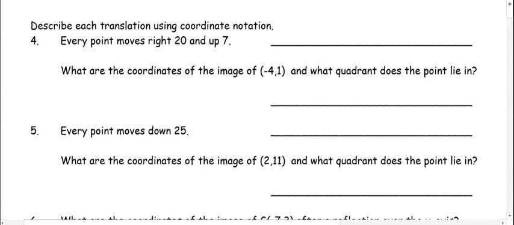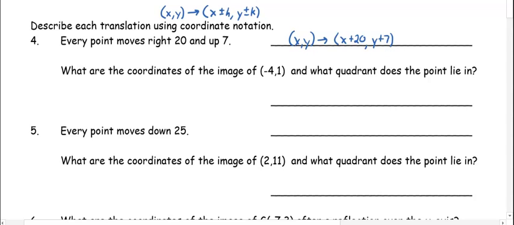Describe each translation using coordinate notation. So remember, coordinate notation is when we have x, y arrow, and then we have x plus or minus a number, and y plus or minus a number to represent the movements. So in number 4, each point moves right 20 and up 7. So we would have x comma y arrow. When we're going right, we're going to add to the x, so x plus 20. And when we go up, we add to the y, so y plus 7.